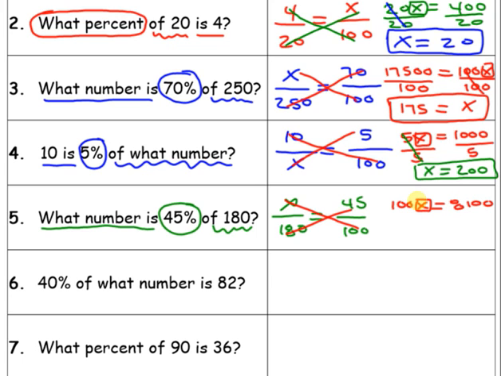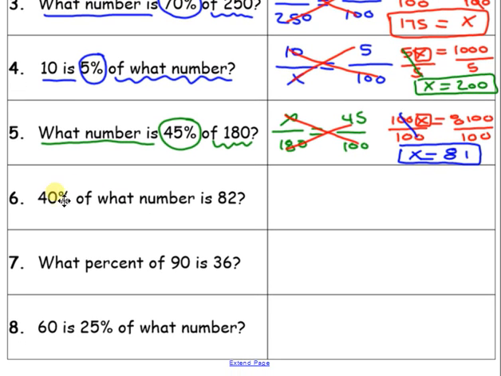We're going to box the variable, divide by 100, and do the same thing to the other side. The 100s cancel. You're left with x equals, and that should be 81. So if you got 81 questions right, the test was 180 questions, you got a 45%. Okay, let's move on. 40% of what number is 82?